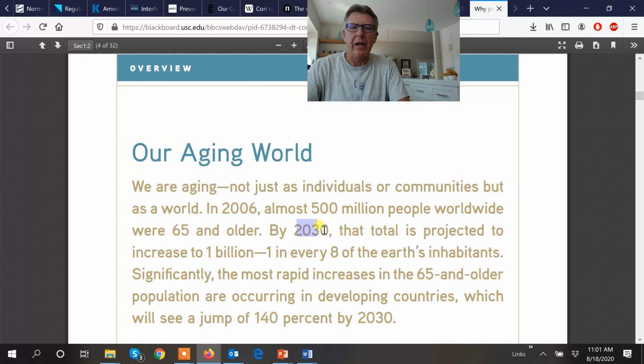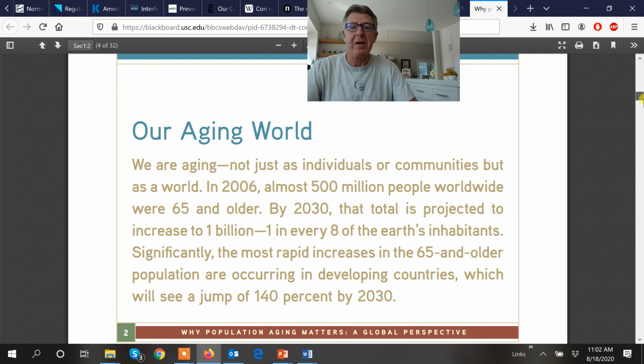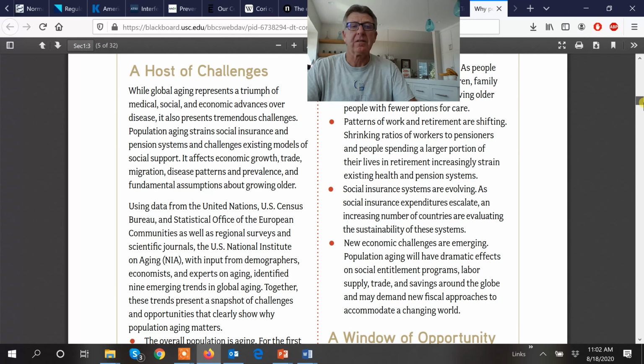So we're looking at 2030. This is a common theme in this chapter. The projected increase: 1 out of every 8 of the Earth's inhabitants are going to be older than 65. Right now, we're somewhere in the 700 million. There's going to be a brand new publication, there's a new one that's in the works. So that's a big jump. This has huge challenges.